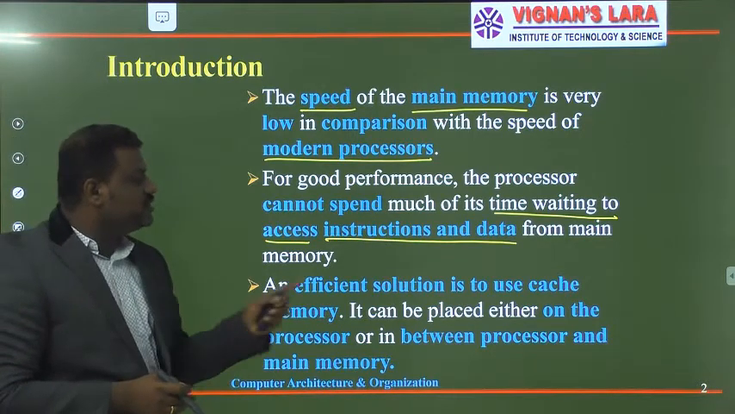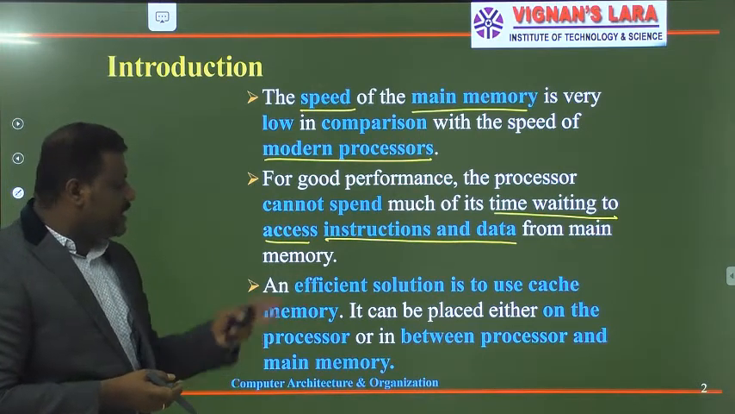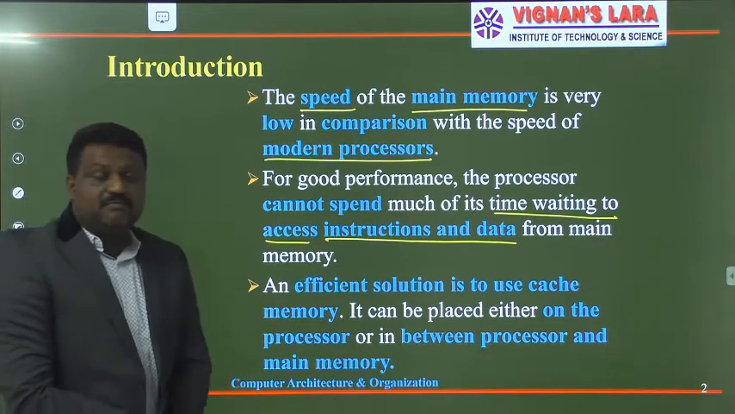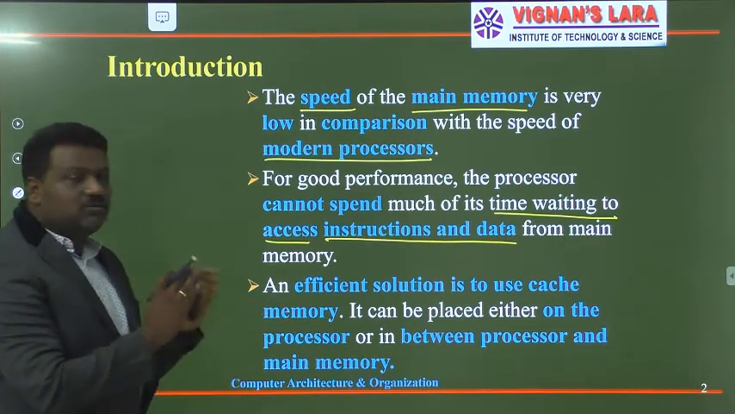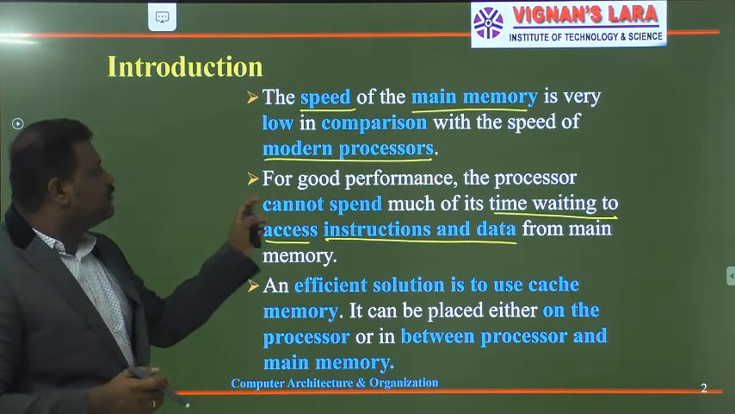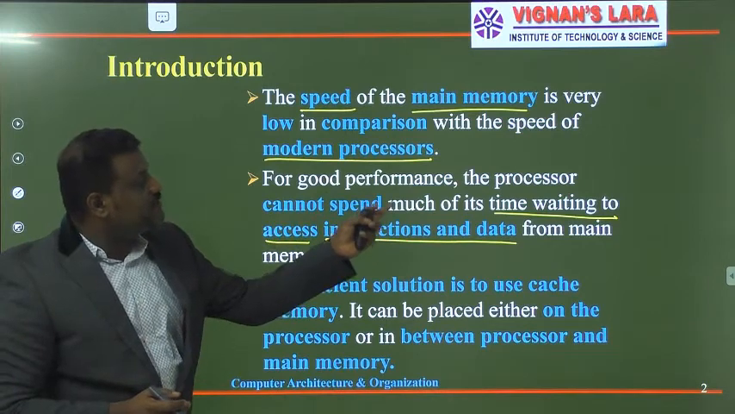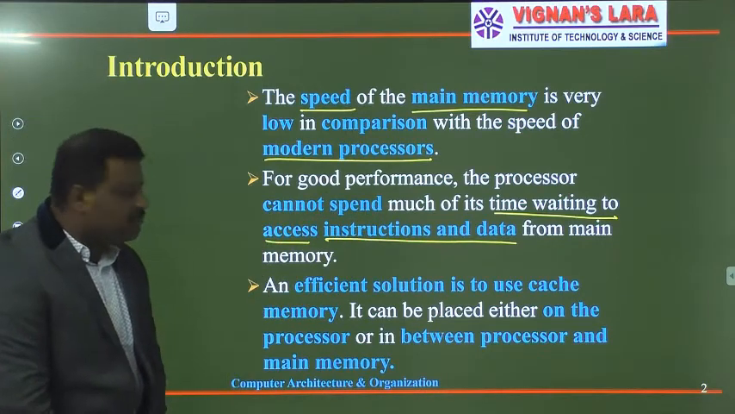An efficient solution is to use cache memory. It can be placed either on the processor or in between a processor and main memory. So here we are only talking from a memory point of view. That's why for good performance, the processor cannot spend much of its time waiting to access instructions and data from main memory.